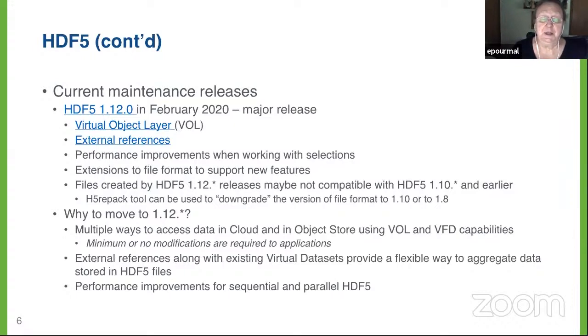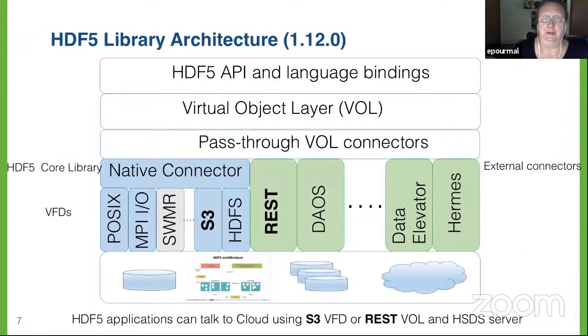External references are a really new powerful mechanism that, along with virtual datasets introduced in 1.10, provide a very flexible way to aggregate data stored in HDF5 files. So you can have one file that really points to different files, different objects in the files, attributes. When you're handling collections, you may start building aggregations so that it will be easy for your users to see all relevant data. And as I mentioned, there are a lot of performance improvements in the sequential and parallel HDF5 library if you're interested. So this slide represents the new architecture in 1.12.